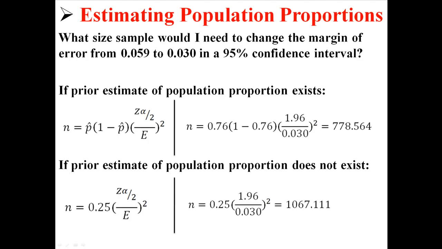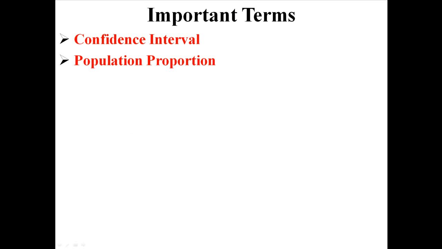I'm rounding up because there's no half of a person. We need 779 people in order to have a margin of error of 0.030. And if we didn't have that prior estimate, we'd actually need 1,068 people in order to have a margin of error of 0.030. And that's how you calculate what sample size you would need to get an acceptable margin of error.